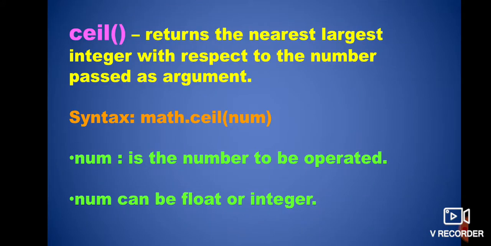Next function is ceil and floor function. Now, see children, we have two functions in Python in the math module which are used for the purpose of converting any floating point value into its nearest largest integer or its nearest smallest integer. Now, what does this mean?